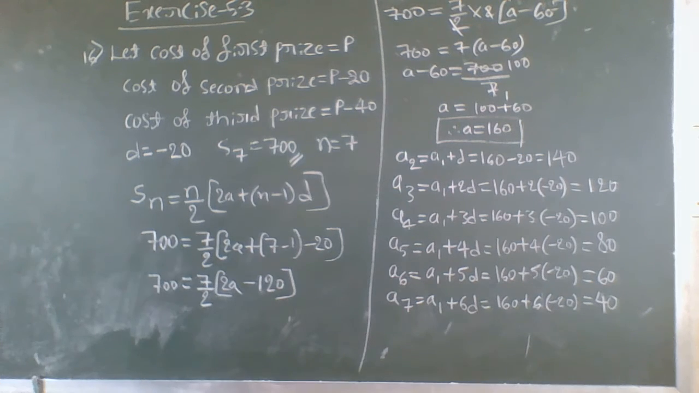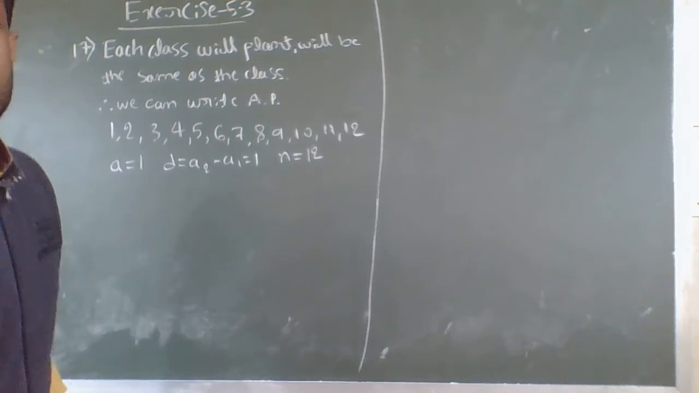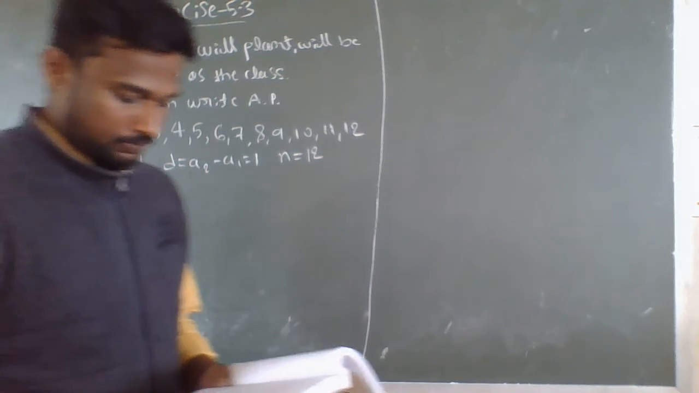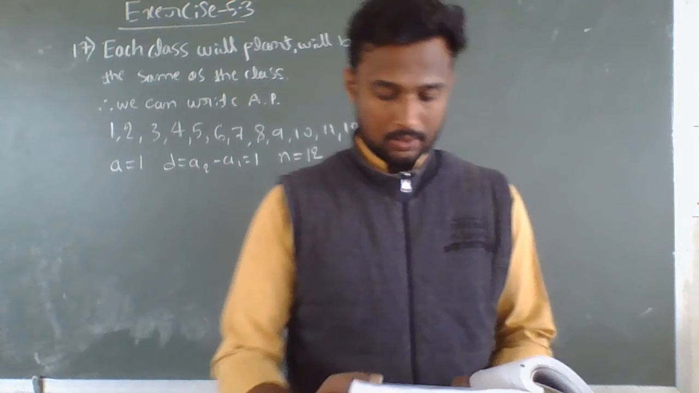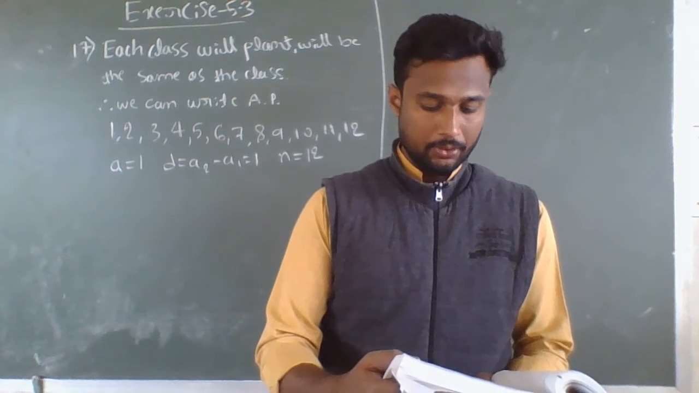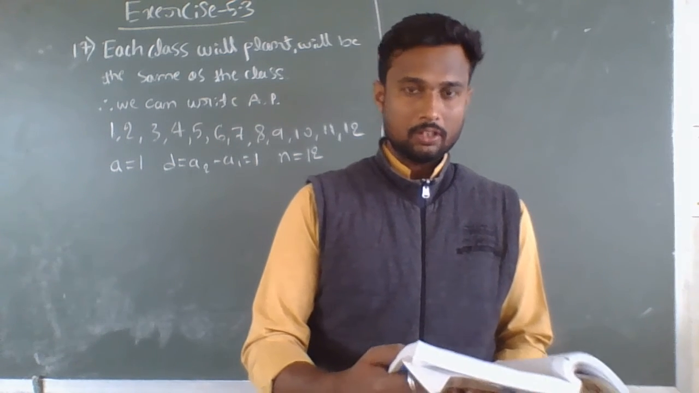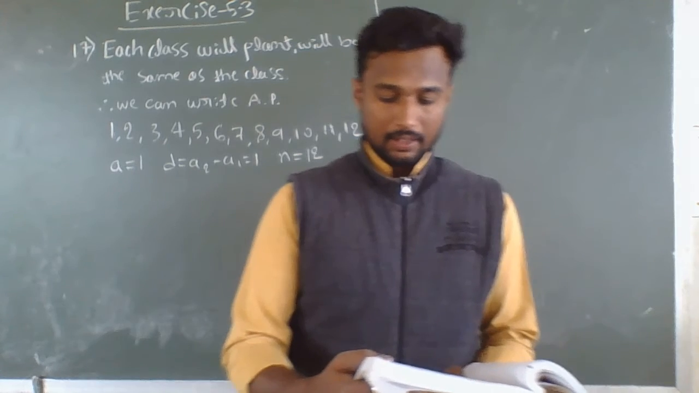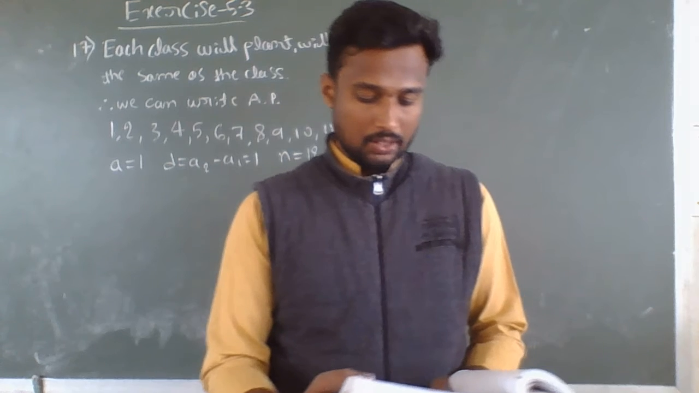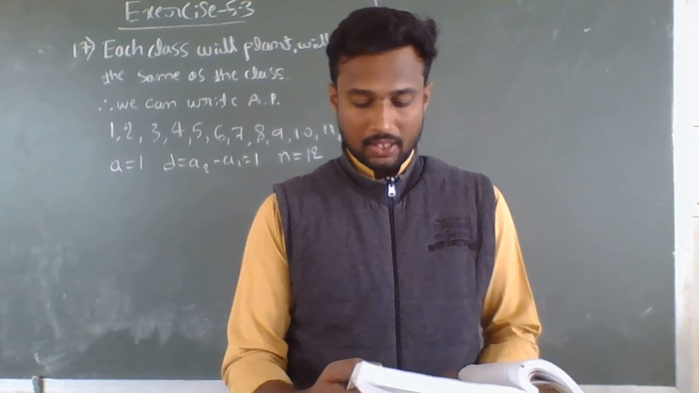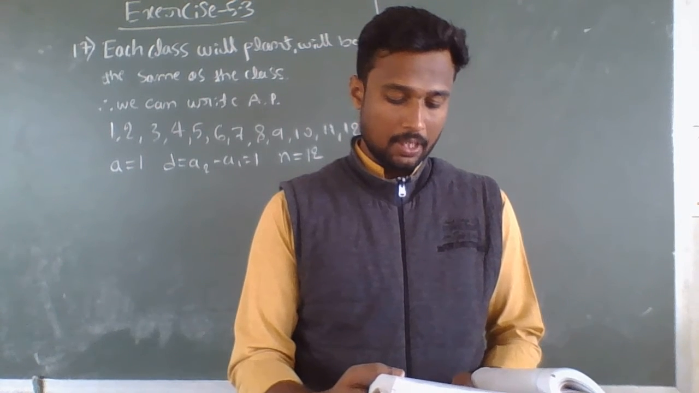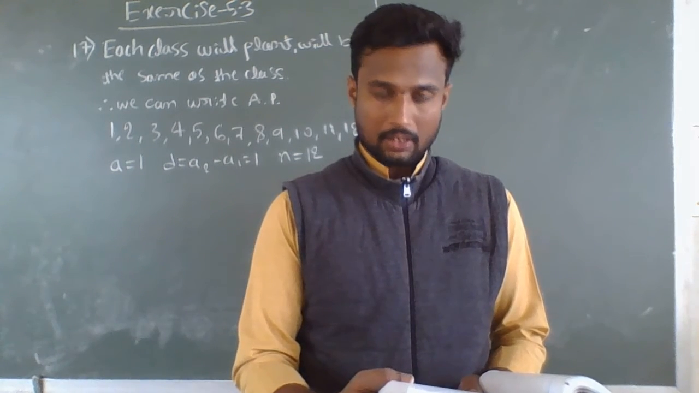Now I will move to the next one, the 17th problem. So here in the 17th problem, what they have given: in a school, students thought of planting trees in and around the school to reduce air pollution. So students planned to plant trees around the school to reduce the air pollution. It was decided that the number of trees that each section of each class will plant will be the same as the class in which they are studying.